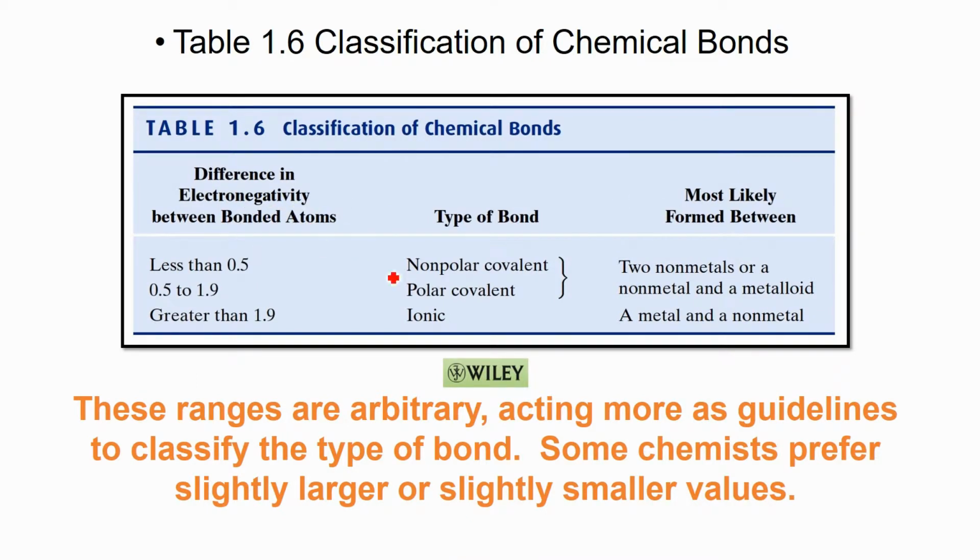So if you do the subtraction between two atoms and you find the answer is less than 0.5, then you're looking at a nonpolar covalent bond. If the difference between the electronegativity values is 0.5 to 1.9, you're looking at a polar covalent bond. That means they're sharing, and usually you see that between two nonmetals or between a nonmetal and a metalloid.